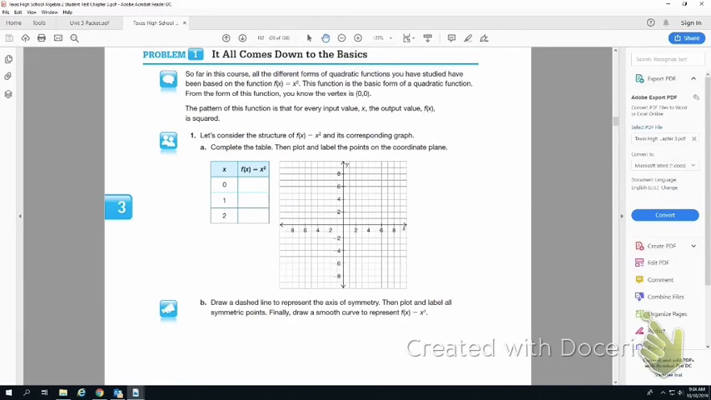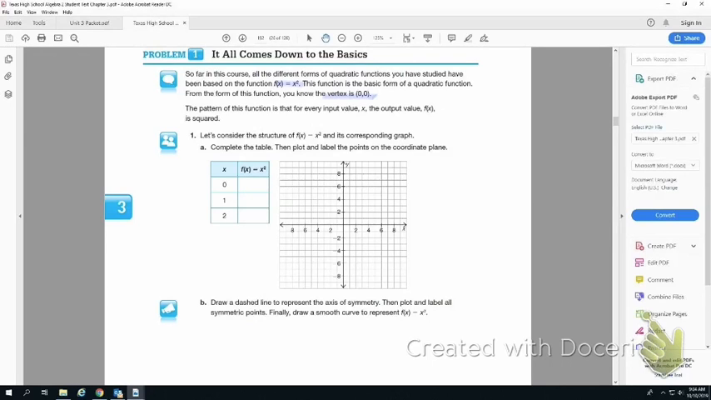The paragraph up top says, so far in this course, all the different forms of quadratic functions. Yeah, this is in the book, the book pages. All right, we've looked at all the different functions. Then you've got the parent function, which is what we're going to look at first, which is just x squared. This is the most basic quadratic function with your vertex starting at 0, 0.